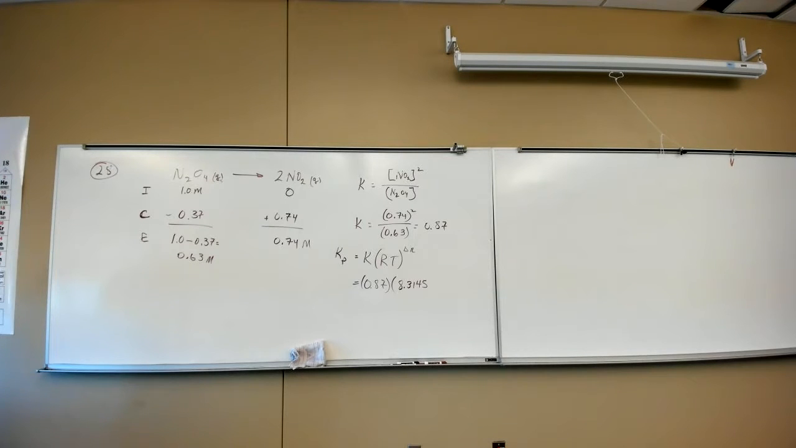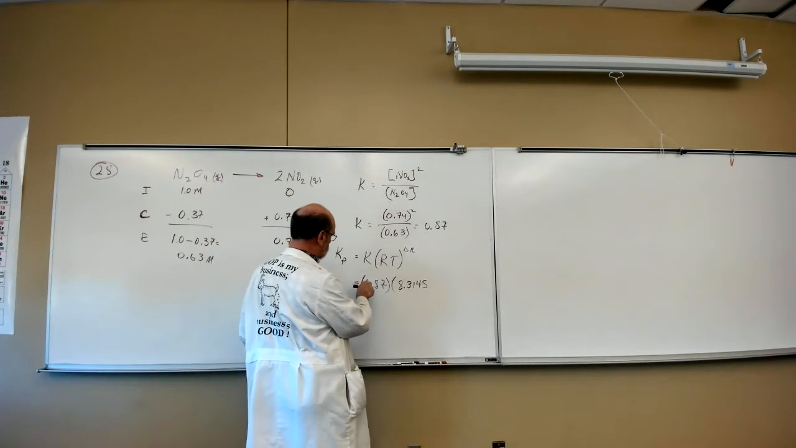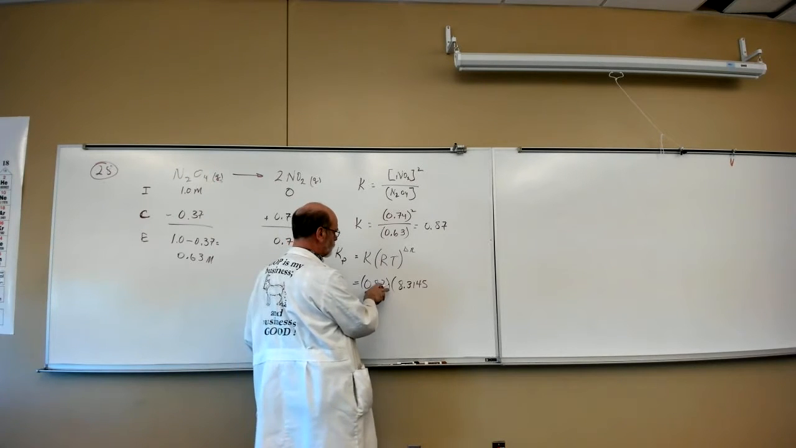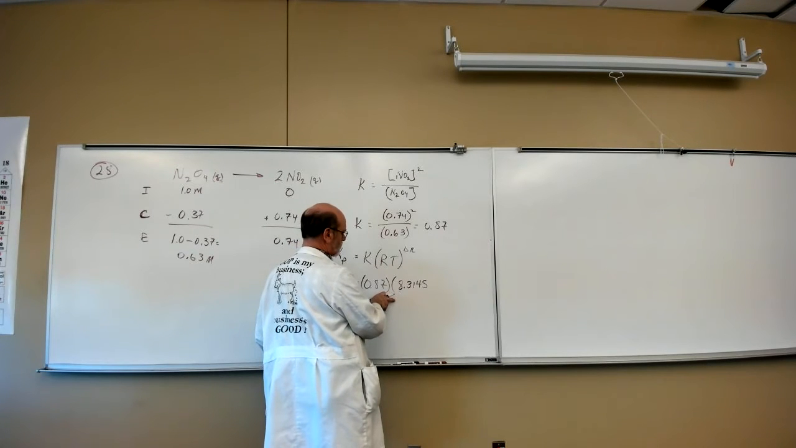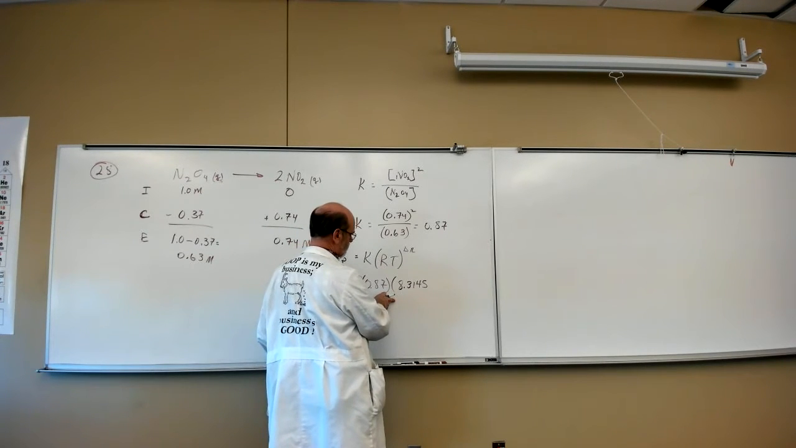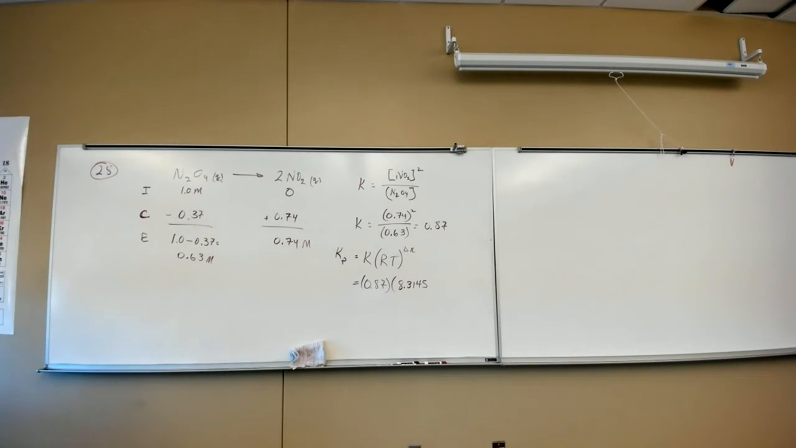Couldn't you just use the 0.08206? Well, let's see. This is molarity. And if we use the 0.08206, that is liter atmospheres per mole K. I'm pretty sure it's 8.3145. Here we go. No, I'm wrong.